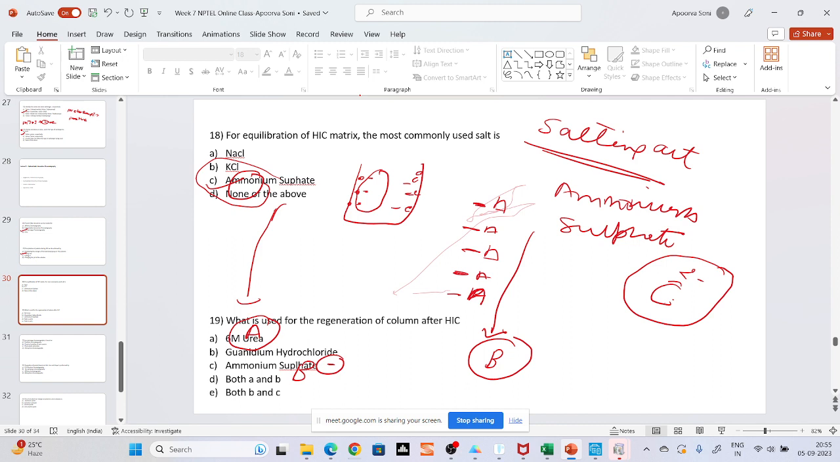6 molar urea, guanidinium hydrochloride, ammonium sulfate, both A and B, or both B and C? Anybody knows the answer? Ma'am, both B and C. No, the answer is both A and B. So we can use 6 molar urea and we can use guanidinium hydrochloride for the regeneration of the column.